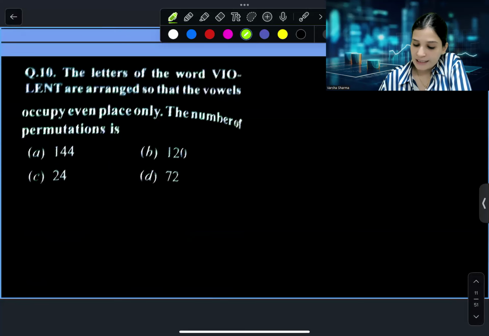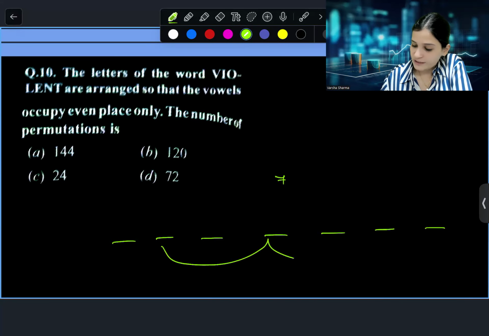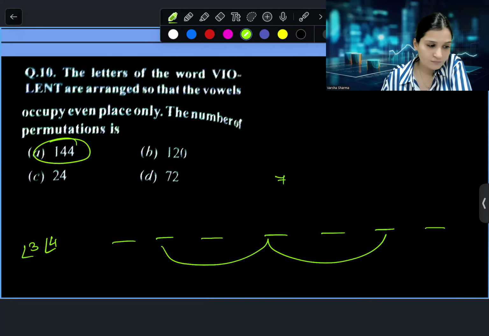The letters of the word violent are arranged so that the vowels occupy even places. Violent has 7 letters, 4 even positions. Second, fourth, and sixth, 3 even positions. How many vowels are there? 3 vowels, 3 positions, factorial 3. The remaining 4 consonants, factorial 4. 6 into 24, 144. Any doubts?